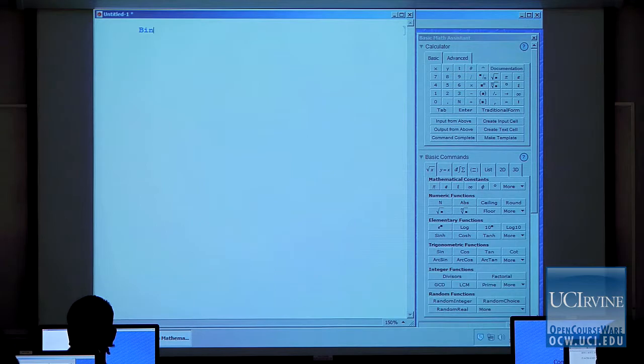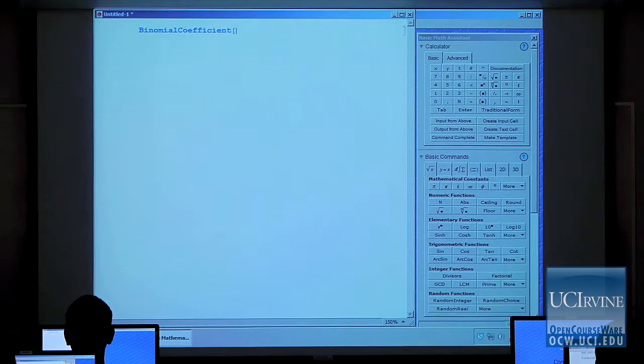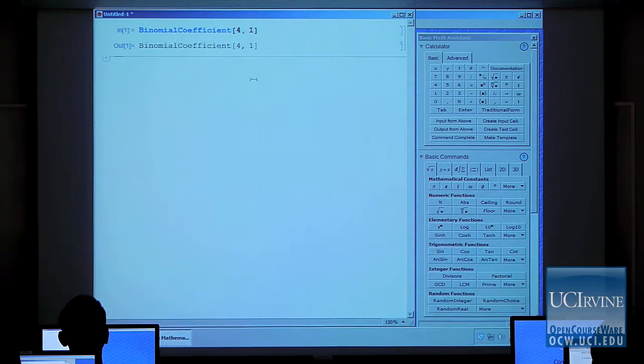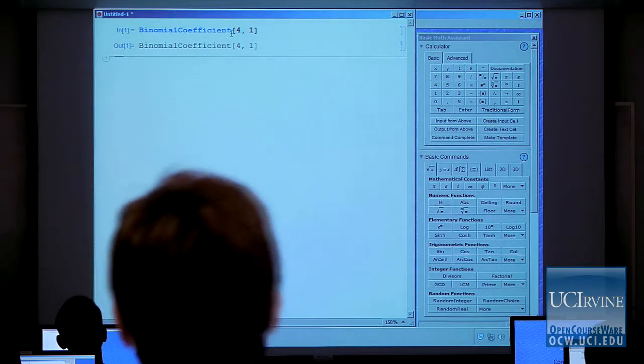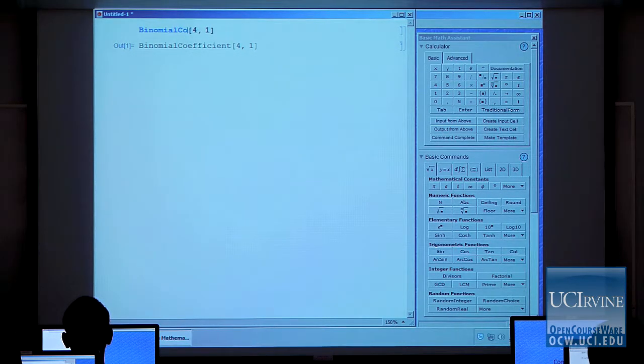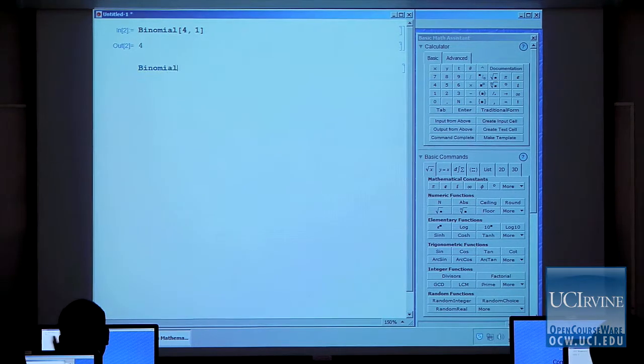So I'm going to say binomial. And then I'm going to put 4. That's the number of coin flips. And then I want to have one of my lists contain 1. Oh, I'm sorry, it's not binomial coefficient, it's Binomial. Okay, so you see I get 4. And as I said, you'll get the same thing if you put in 4 minus 1, which is 3. Okay? So there's that symmetry.